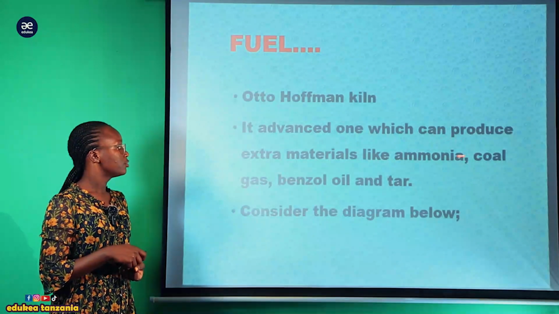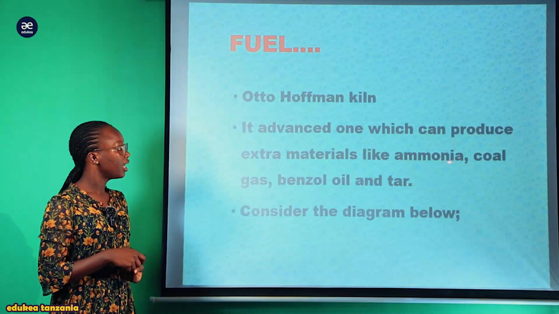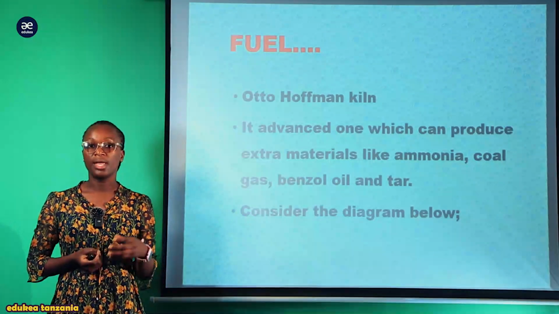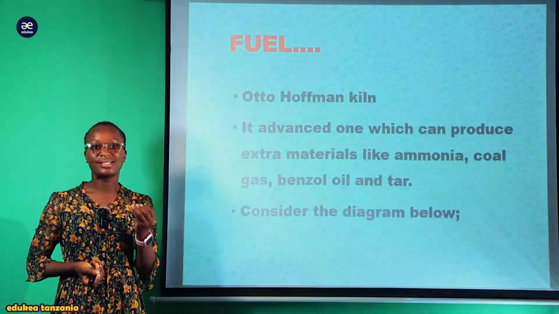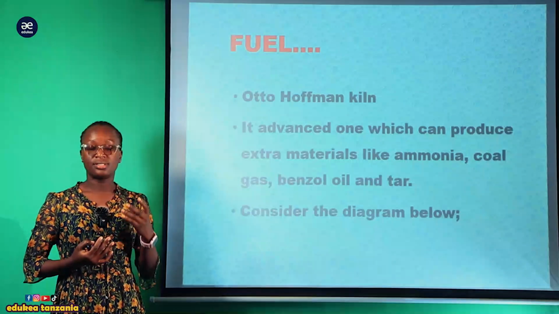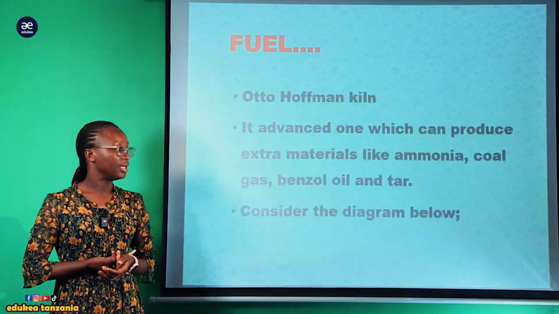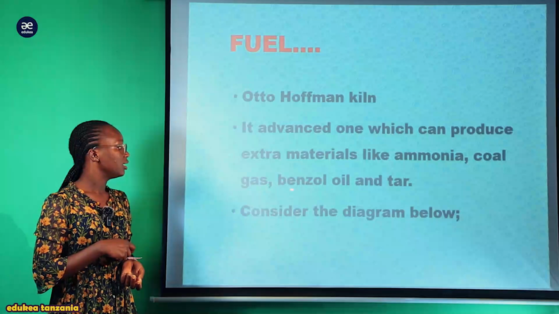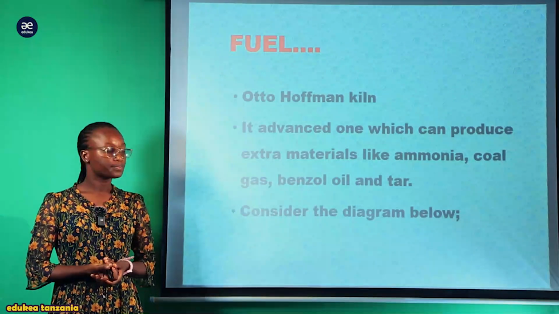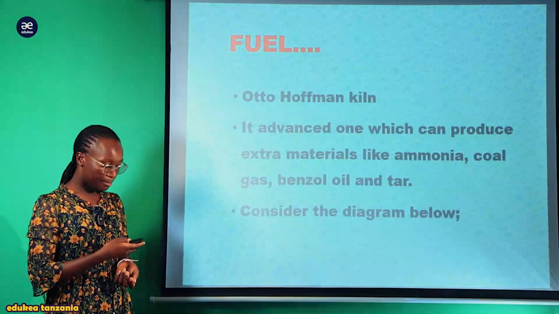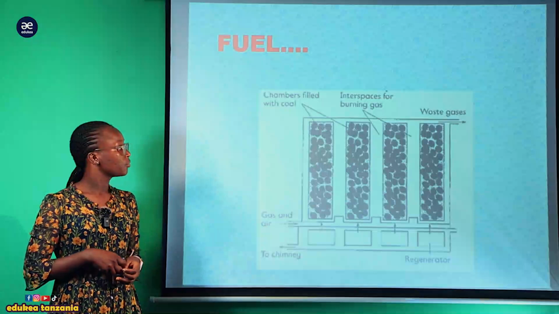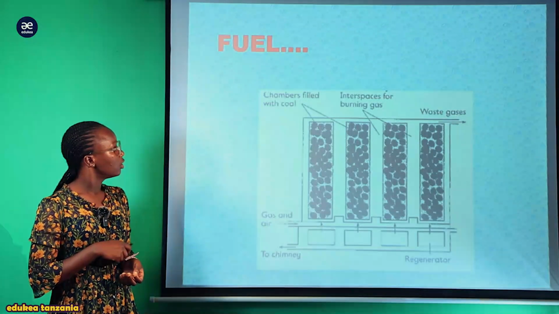Kama nilivyosema kwamba hii yenyewe inakuwa ni advanced one, inakuwa ni ya kisasa. Kwa hiyo hii inaweza kukupatia product kama za ammonia, coal gases, also the coal, benzol, oil and tar. Consider the diagram below. This is a simple diagram which demonstrates the Otto Hoffmann kilns.